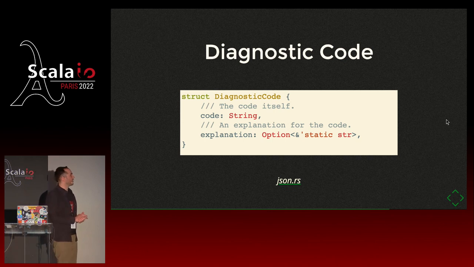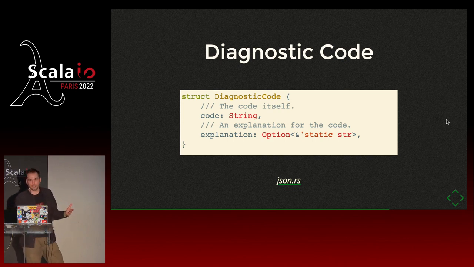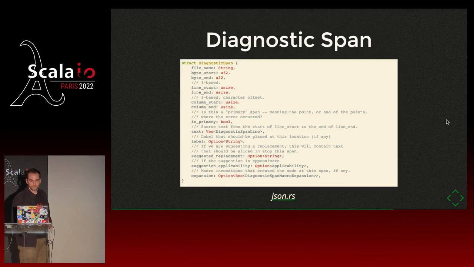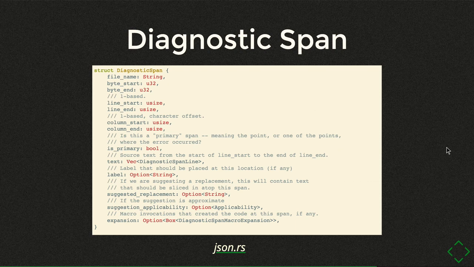Well, let's look closer at diagnostic code. So code has a code itself, which is a unique identifier, unique to every diagnostic that Rust reports. Then you have an explanation to that code, which is pretty helpful, right? Now let's look at the other part that we noticed, the diagnostic span. This is more or less just position with a whole bunch of other stuff. We have a whole bunch of information about where this starts and where it ends, but then we find some really interesting stuff. We have is primary, meaning is this the actual point of the error, or is it another diagnostic related to the core error? If you have multiple different errors where one is actually causing all the issues, we can signify that.